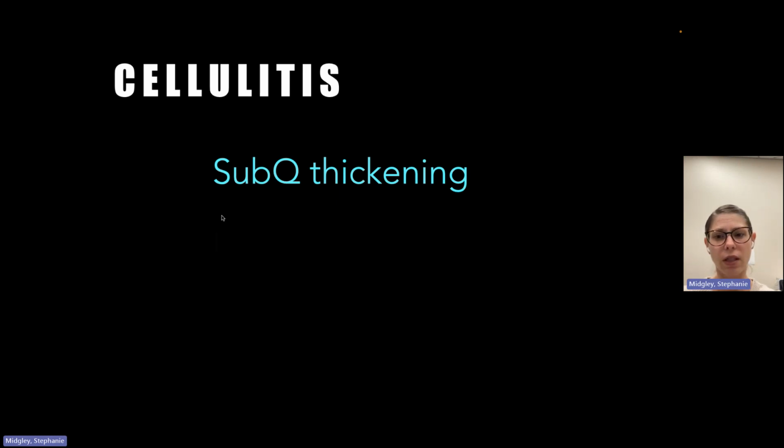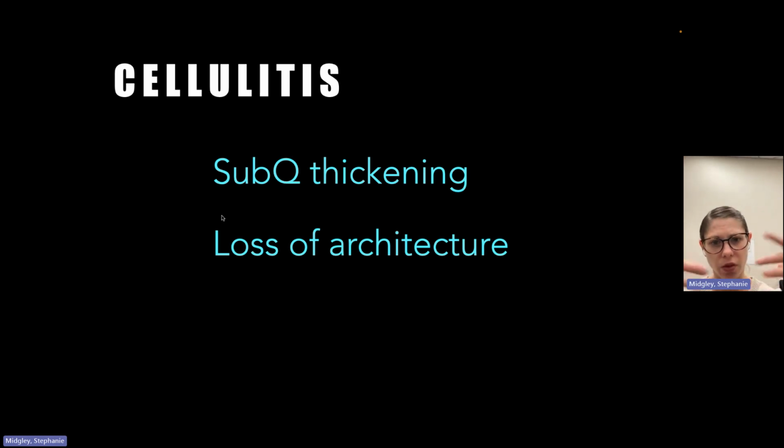The next thing you're going to see is normally that sub-Q layer has beautiful architecture. It's bright whites and darks and blacks and grays, and there's all these lovely interlinked, kind of lacy patterns. And when you start to get cellulitis, it just starts to look gray. So we call it homogenization, or that loss of architecture.